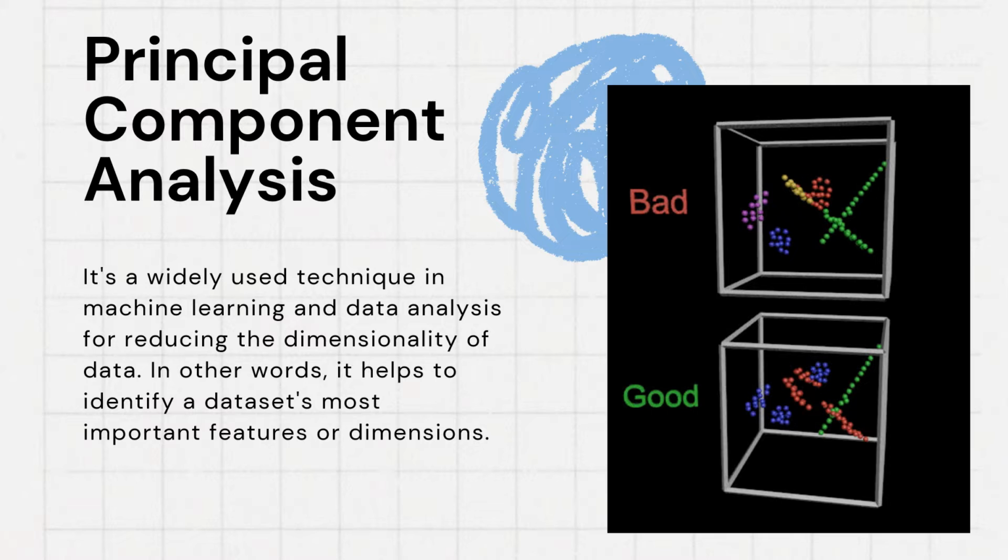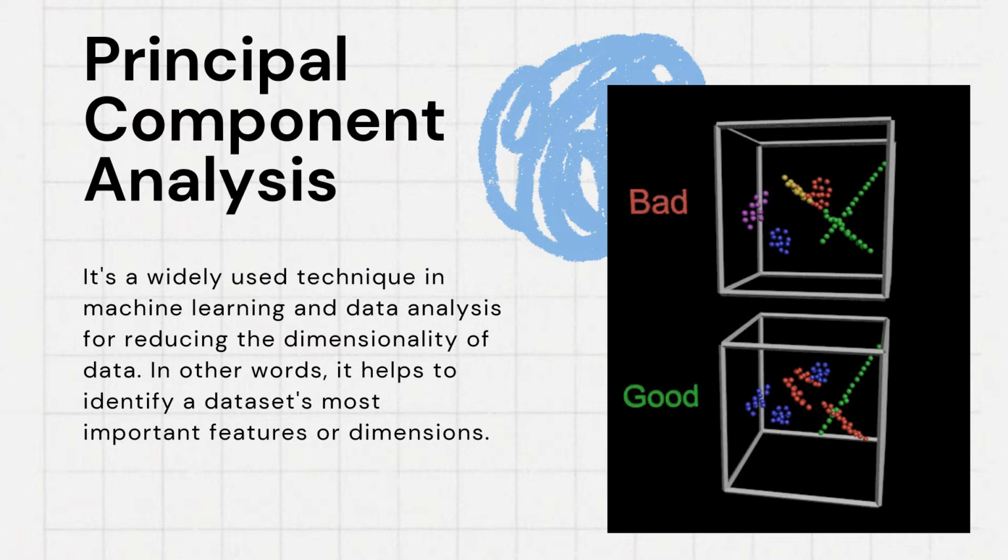So the number one is principal component analysis. It helps in reducing the dimensionality of data. In other words, it helps to identify a dataset's most important features or dimensions. Suppose you have a dataset with many different variables and you want to find the most important variables that explain the majority of the variance in the data.